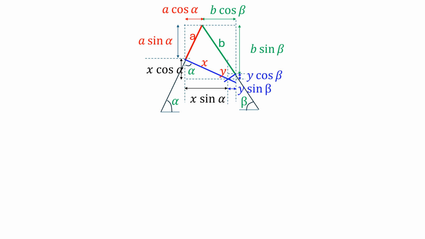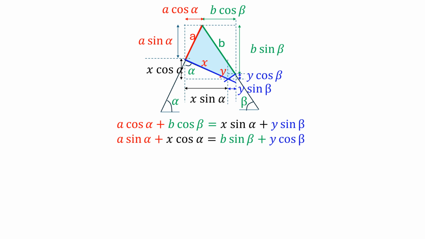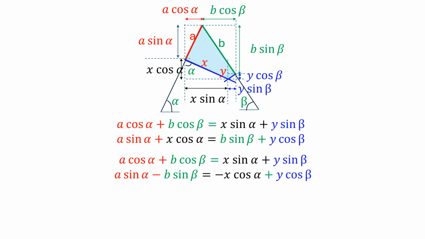If you see from the geometry, we can conclude that A cos alpha plus B cos beta should be equal to X sin alpha plus Y sin beta. So that is what is written in the first equation. Similarly, in the Y direction, A sin alpha plus X cos alpha should be equal to B sin beta plus Y cos beta. So that is written in the second equation. This is the geometric condition required.